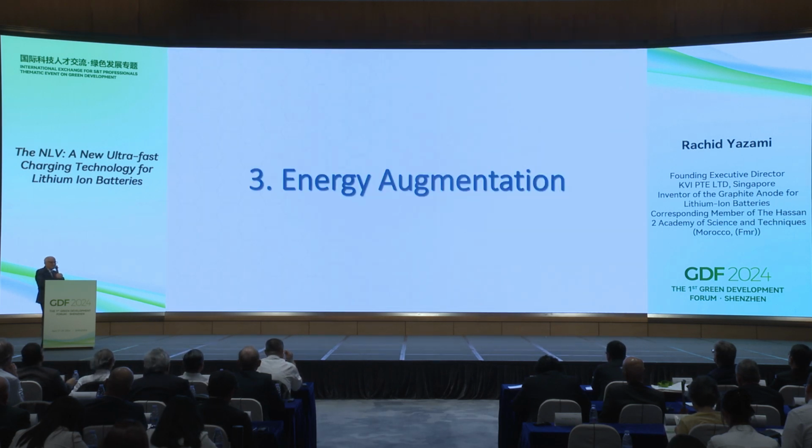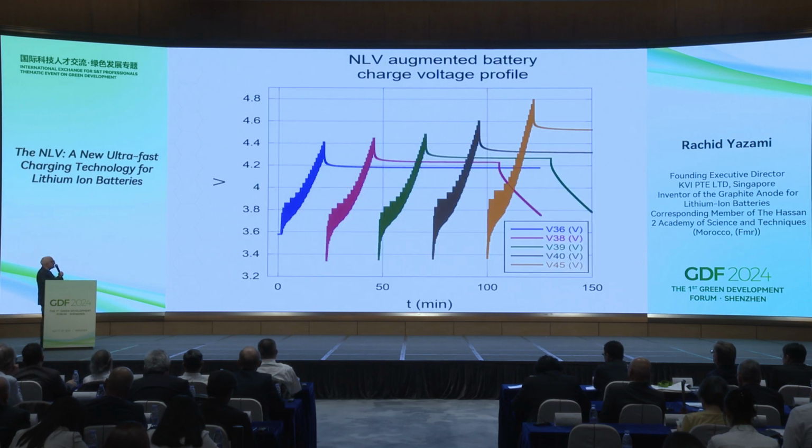Energy augmentation. This is interesting. If you recall the video I showed you for the graphite anode, the color was not all golden at the end of charging. It means that there is still some graphite that is not used during the charge, okay? So NLV enables us to increase the energy density of a battery without changing the chemistry, only by changing the way we are charging the battery.